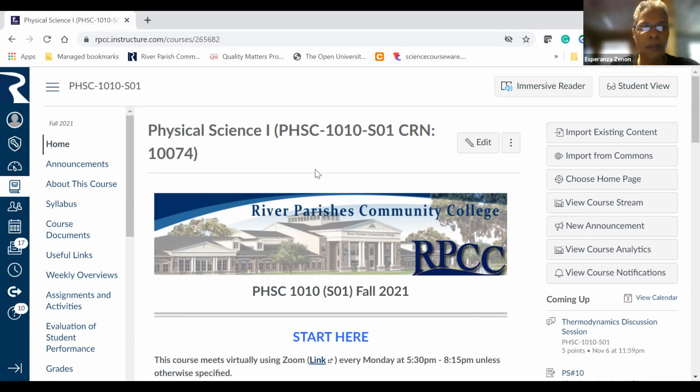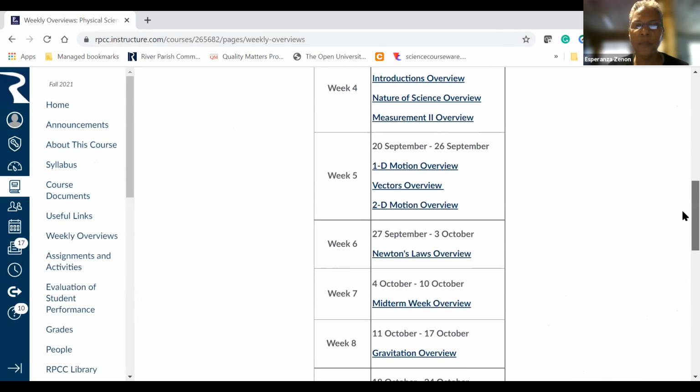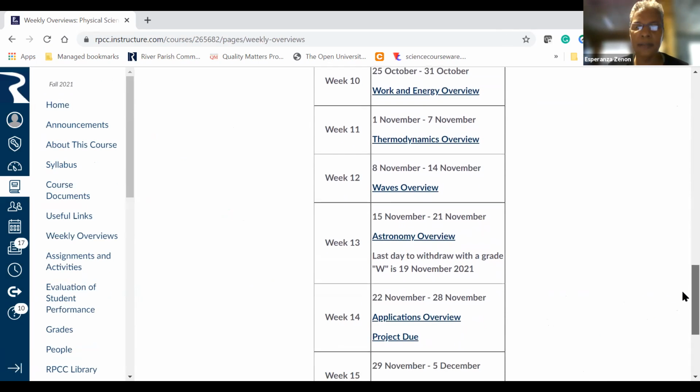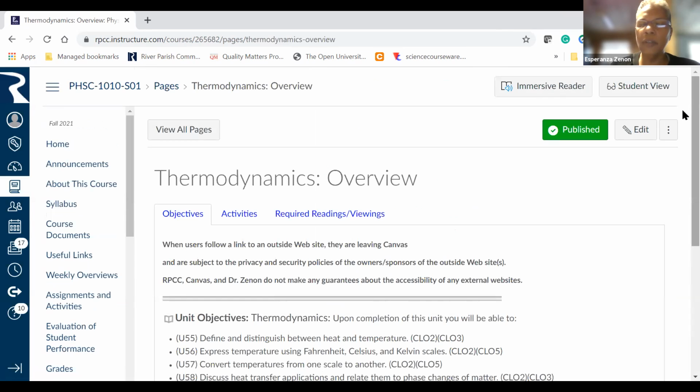Okay. So with that being said, I'm going to get into the weekly overviews. And you can see we're moving along here quite nicely. In fact, we don't have many actual sessions that we're going to be meeting for today and then next week, and then the following weeks we'll talk about. Okay, so let me jump into this overview, the thermodynamics overview.